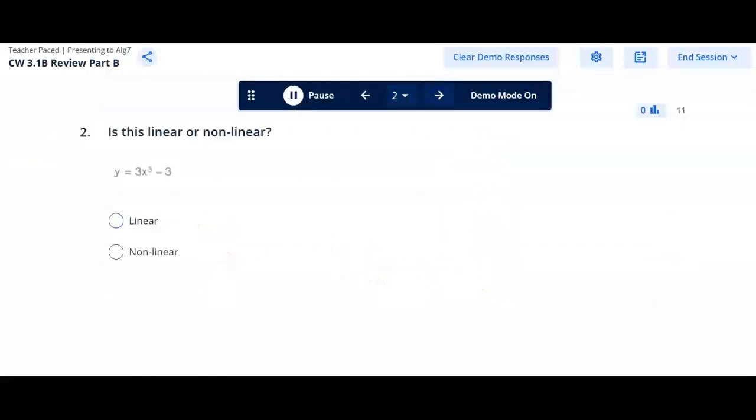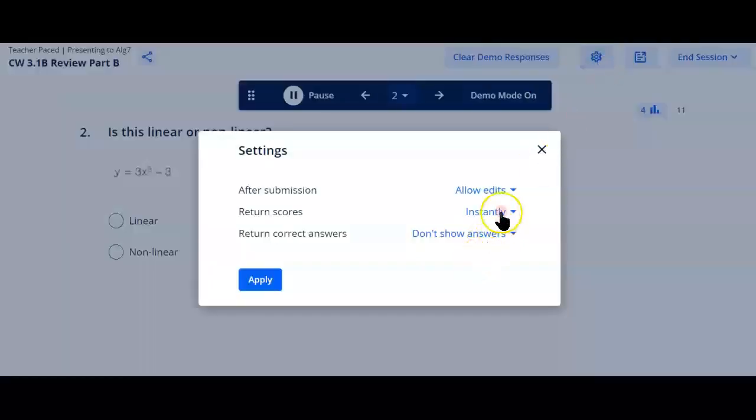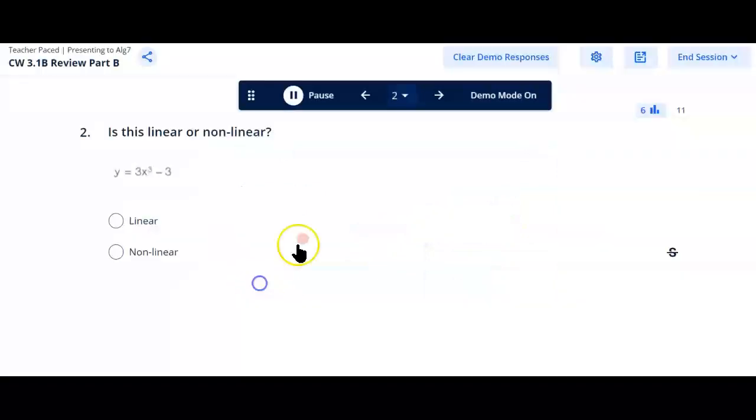Looking at number 2, is this linear or non-linear? I am turning off where it's going to let you know your answer, because I don't want you to know right away. But I'm going to let you know how the class is done. Okay, is this linear or non-linear? Waiting for one more answer. Go ahead and give me your guess, linear or non-linear. One more answer. Everyone got this correct. This is non-linear.